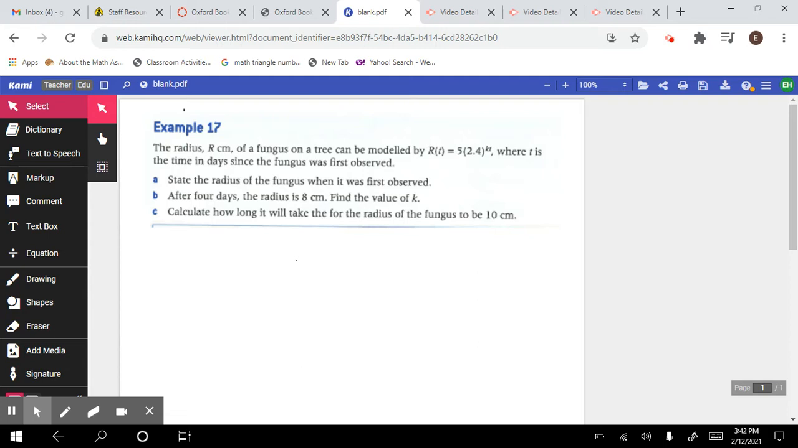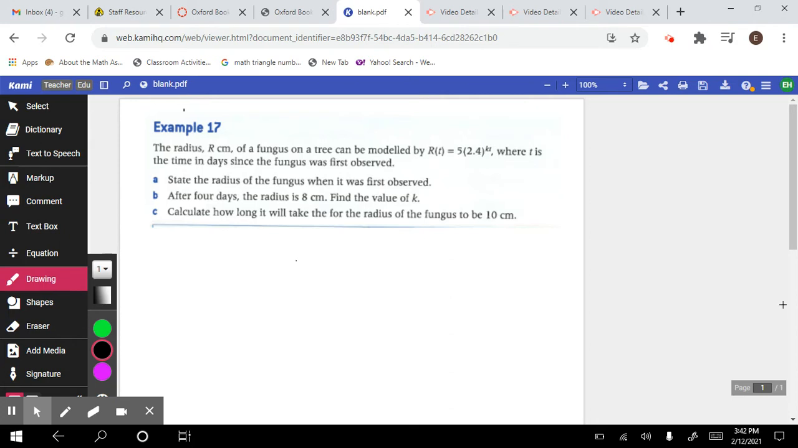So starting with the first two, these are the two classic examples of finding out what a population is when it's first happening. So we're plugging in t equals 0 because 0 days have passed. And then part B asks you after a certain amount of days, what will the k value be? Those are two very common examples when it comes to a question like this. So the radius of a fungus on a tree can be modeled by this equation, where t is the time in days since the fungus was first observed.